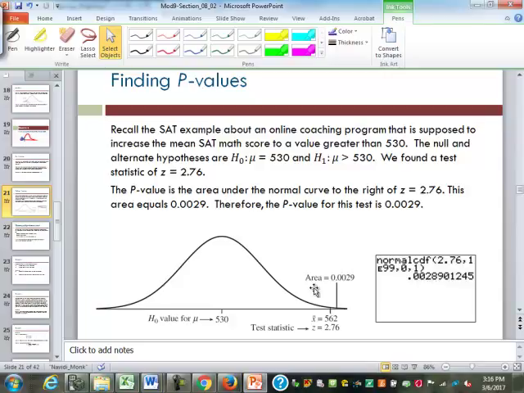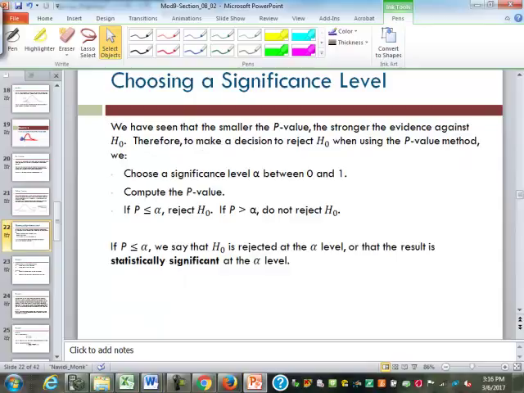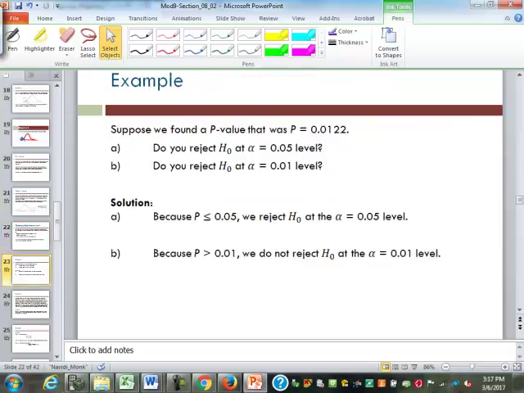0.0029, so it's really small. A p-value of 0.0029 is less than alpha of 0.05, so then we would reject. The smaller the p-value is, the stronger it is, the more significant it is. If we chose our level of significance, and for that test we had 0.05, if our p-value is less than alpha, we reject the null hypothesis. If p-value is greater than alpha, then we do not reject the null hypothesis.